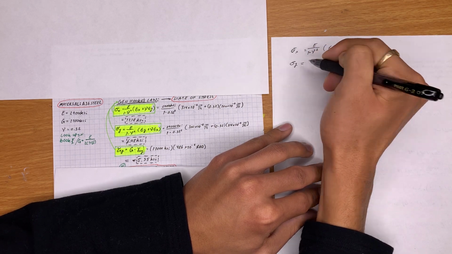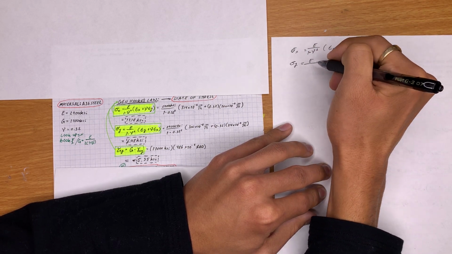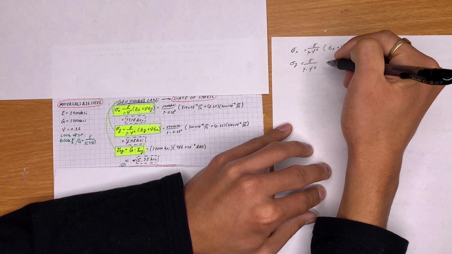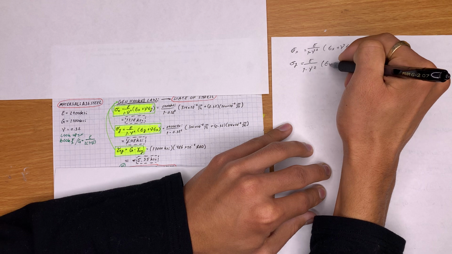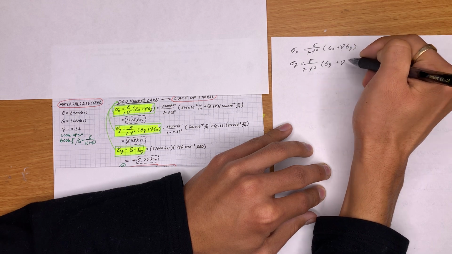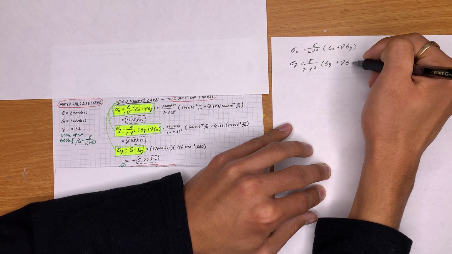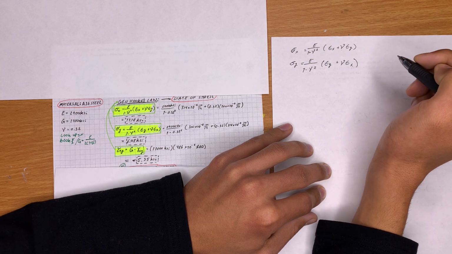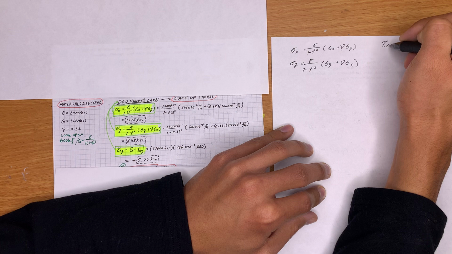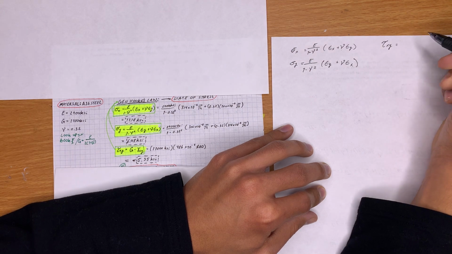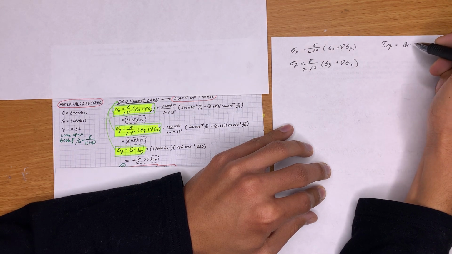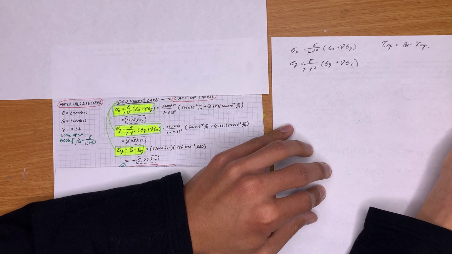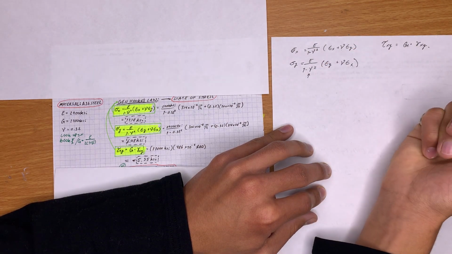Sigma y is equal to Young's modulus over 1 minus v squared, times strain in the y plus v times strain in the x. Tau xy is going to be equal to G, which is the modulus of rigidity, times gamma xy. All right, so we need to find this variable here.